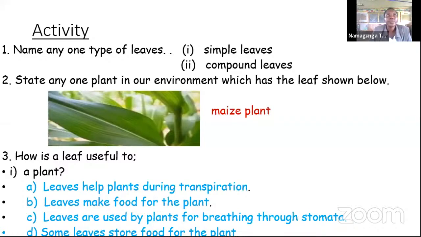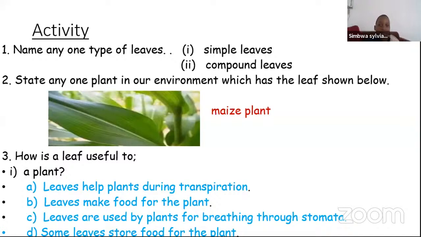Otim, Ingrid, Otim, unmute the mic and talk to us. Otim. Leaves make food for the plants. That was mentioned. Give us another one. Leaves help during transpiration. Good. Let me talk about transpiration. Thank you so much.